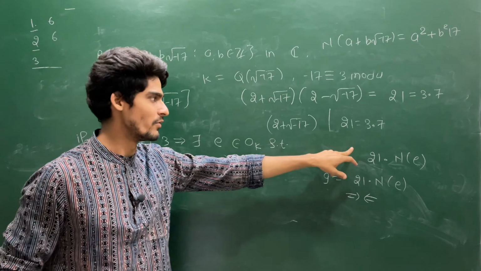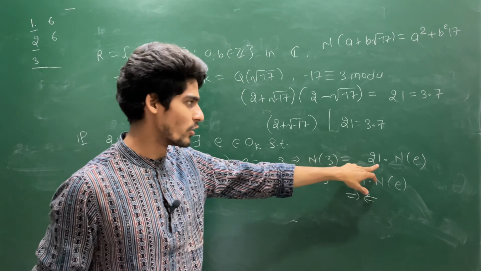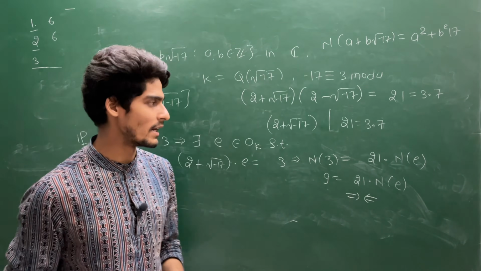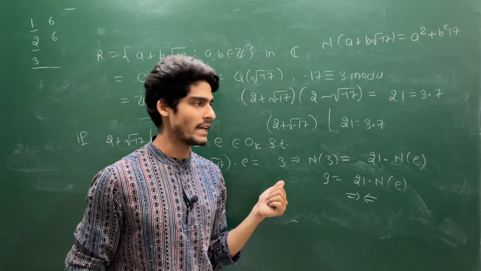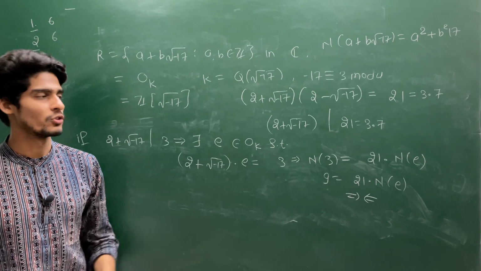Same argument for 7. If you take this divides 7, then you will have norm of 7 is equal to 21 into norm of some other element. But norm of 7 will be 49. But 21 into some integer you cannot get 49. So that is again a contradiction.